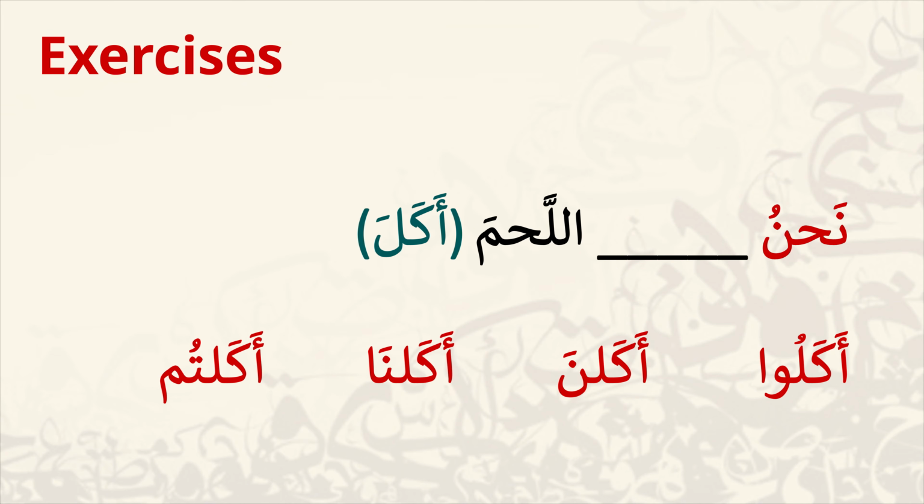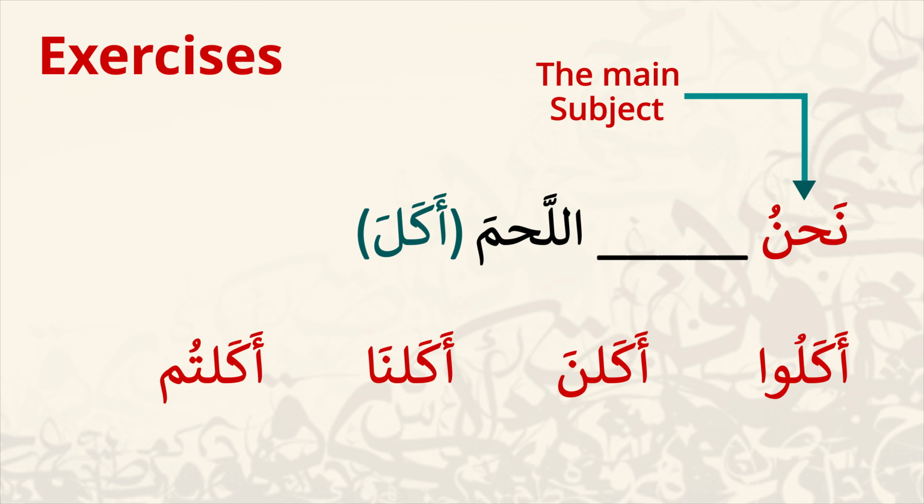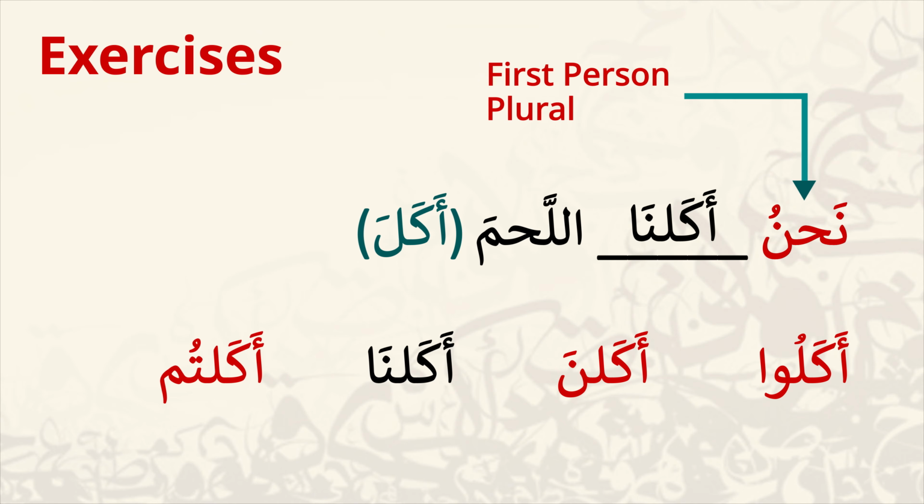The pronoun نحن is the main subject, yes? It's a first-person pronoun and it is plural. We know that first-person plural and dual take the same connected pronoun, which is نا الفاعلين. So this is a correct answer. أكلنا. Take note, نا الفاعلين contains two letters. نا ألف. Don't confuse it with نون النسوة, which has only one noon letter.